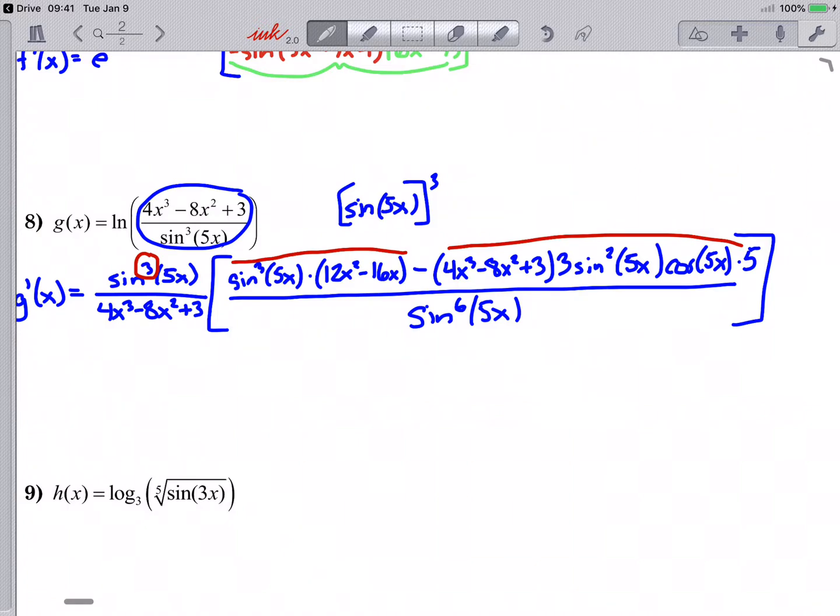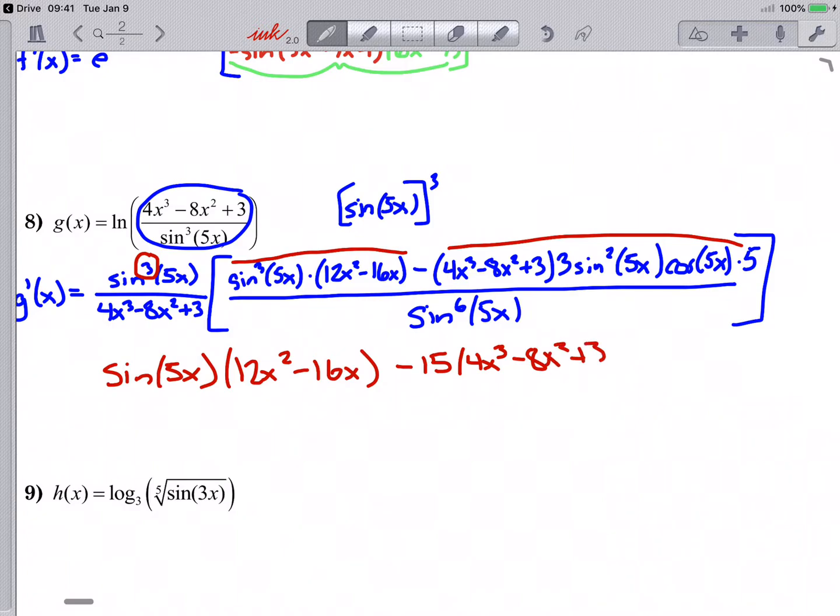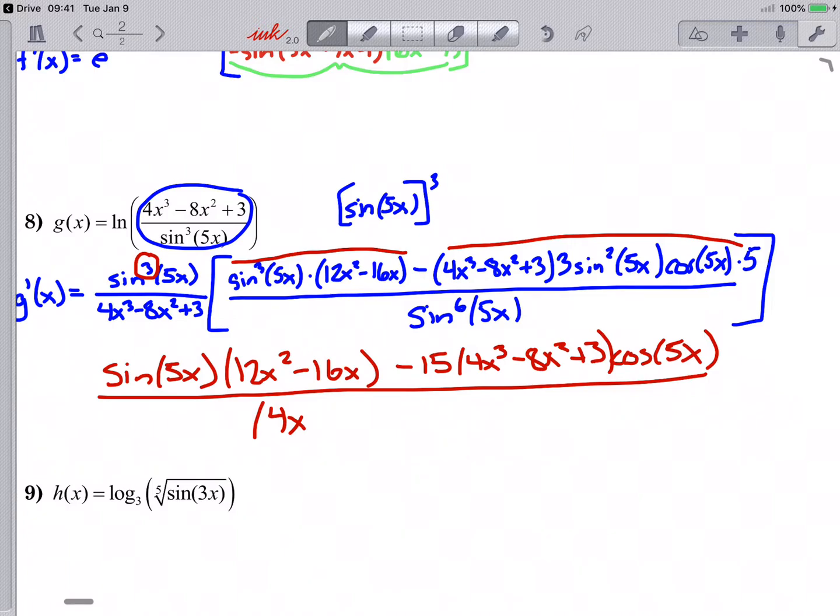So let me go ahead and do that. So I've got sine of 5x times 12x squared minus 16x minus 3 times the 5 gives me 15. 4x cubed minus 8x squared plus 3. Pulled all those sine squareds out as I mentioned before, and this is all times cosine of 5x. This is all over 4x cubed.